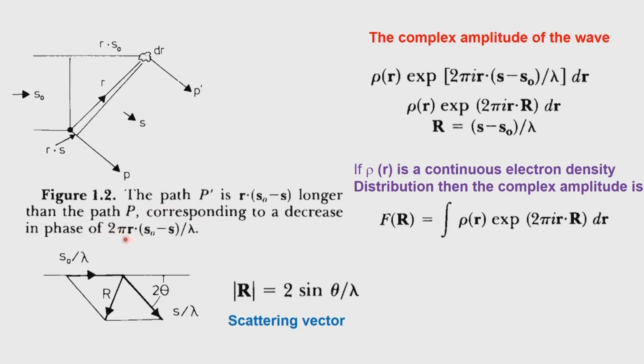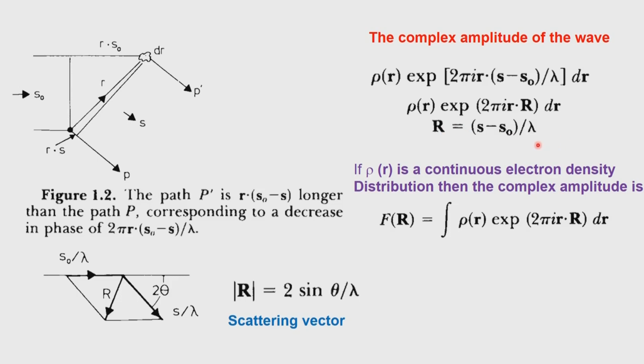It is 2 pi r dot (s naught minus s), the decrease in the phase. The decrease in the phase can be represented as (s minus s naught) by lambda, and therefore this is the path difference which occurs, and the path difference is a consequence of the definition of the scattering vector. So R therefore is (s minus s naught) by lambda. We will study this in little more detail probably in the next class, but at this particular point we notice R is (s minus s naught) divided by lambda.